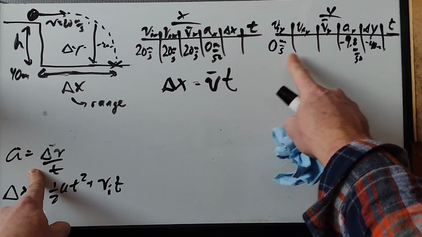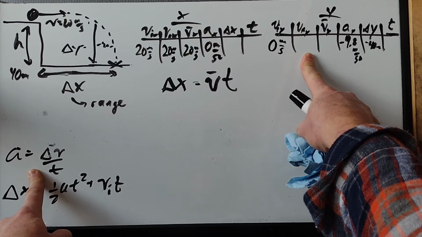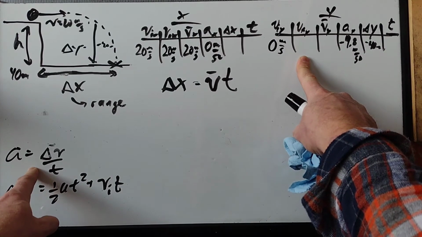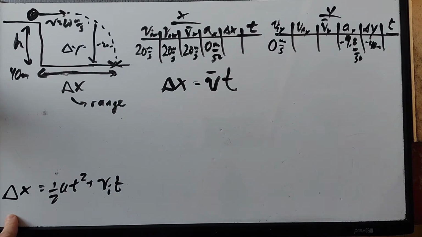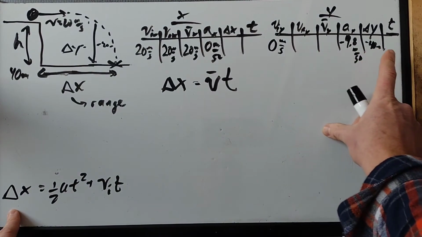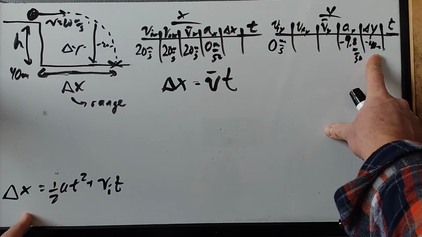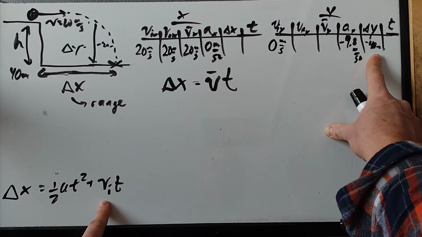So delta v, we can't do because we don't know v final. And I can't find v final unless I know the time. So we're kind of in a pickle here. So that one's not going to cut it. So let's look at this last equation. Delta x, that's what we're looking for. Well, no, we have that. Delta x is negative 40. It's delta y in this case. We know the acceleration, and we know the initial y velocity.